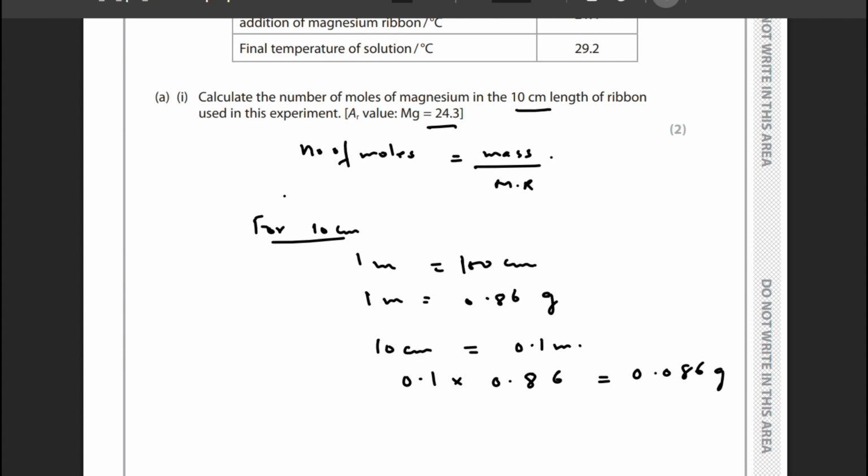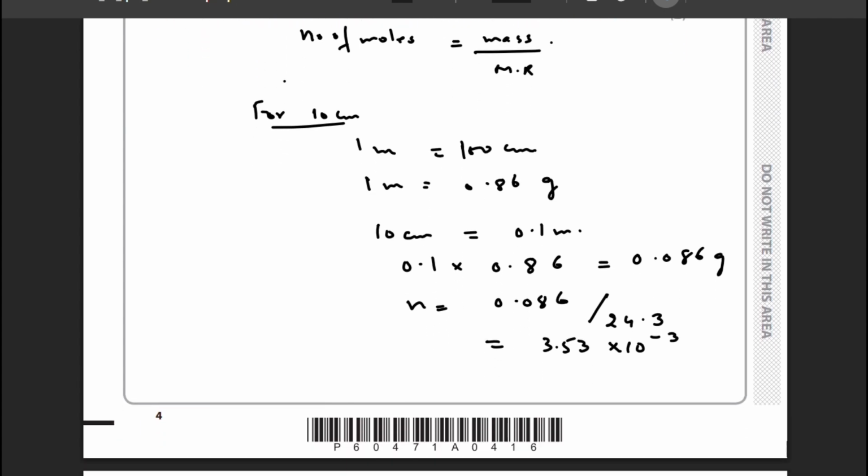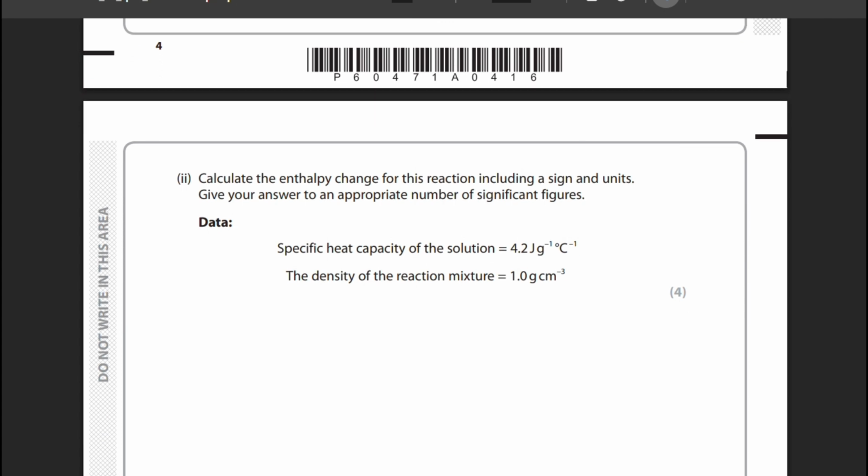So this will be the mass, and you can calculate the number of moles by using mass over Mr, and the number of moles will be 3.53 × 10^-3 moles. Now you have the number of moles here. Move on to the next part.